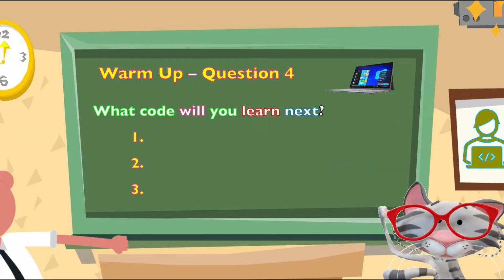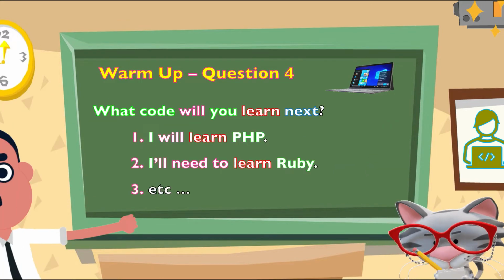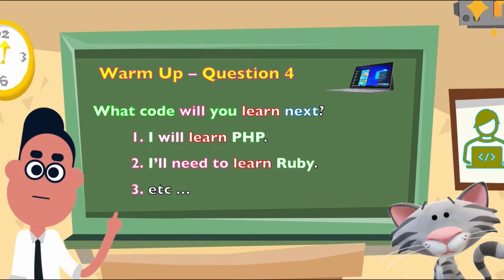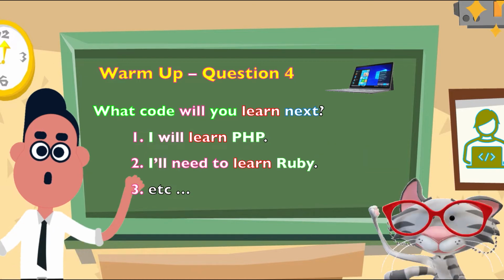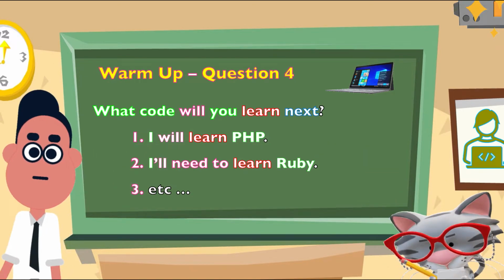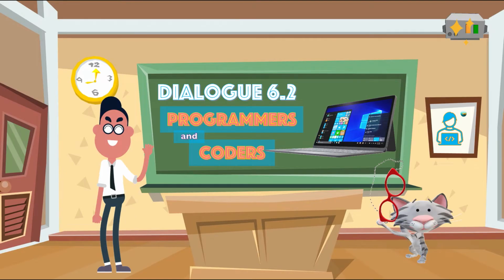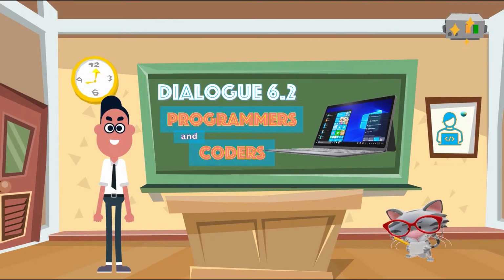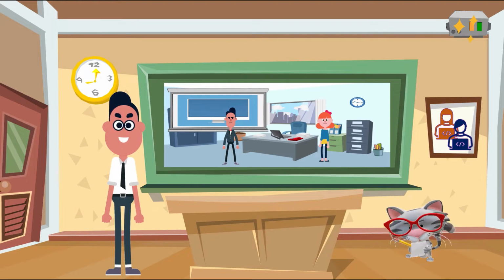Question 4. What code will you learn next? So this is like, I will learn PHP, or I'll need to learn Ruby, and so on. Well, if you're still needing to learn, then you're not ready to take up the occupation of programmer, and therefore you're not going to be much use to John, who is looking for programmers. So let's go on to Dialogue 6.2 about programmers and coders that John is looking for. So let's go and join John and Hedy in the office.